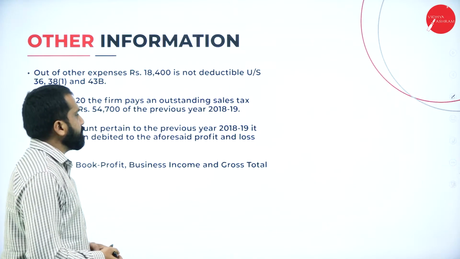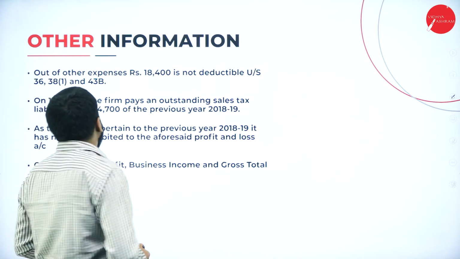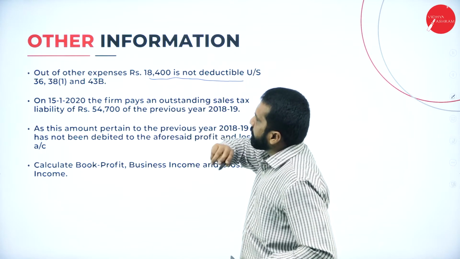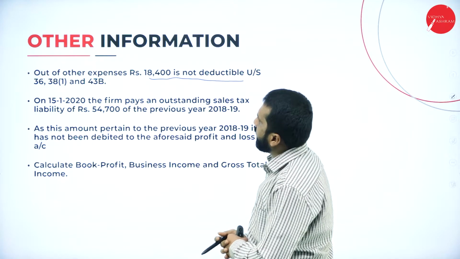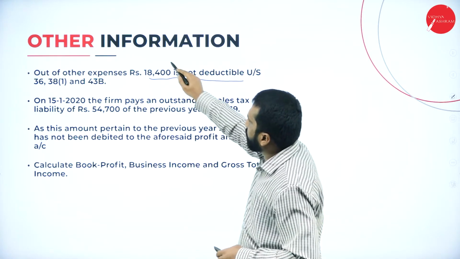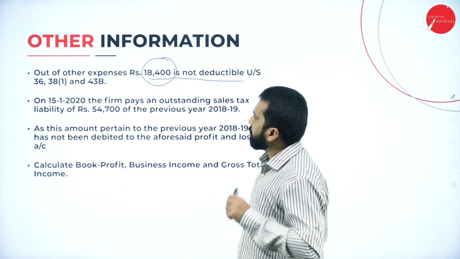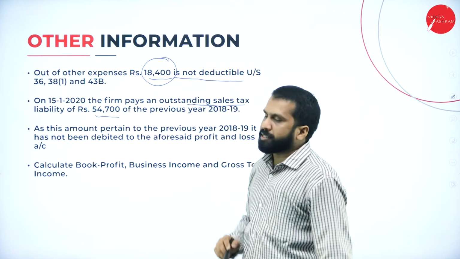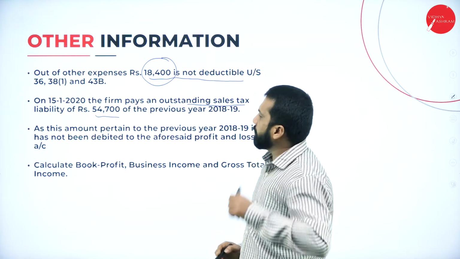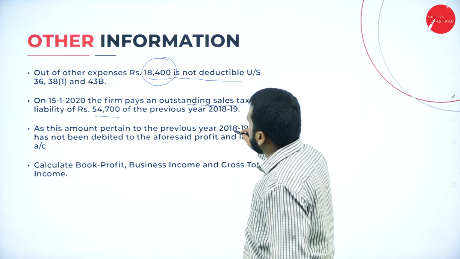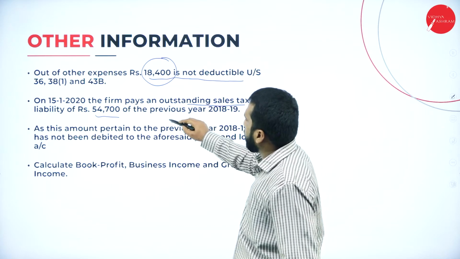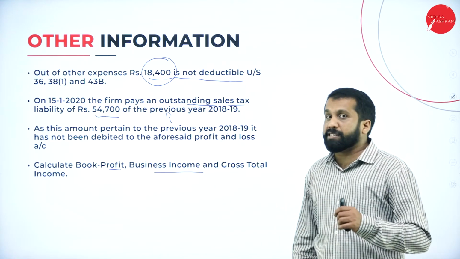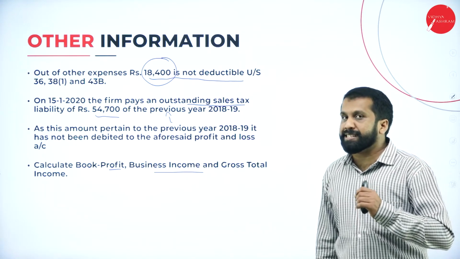Now we will go to the answer. The adjustment in this: out of other expenses, 18,400 is not deductible under section 36 and section 38 subsection 1. So for other expenses, you only have to consider 18,400. Then the firm pays outstanding sales tax liability of 54,700. What is outstanding? 54,700, the amount pertaining to the previous year, has been debited. So regarding your sales tax, calculate book profit and business income. See, in this we are supposed to find out book profit and also business income.